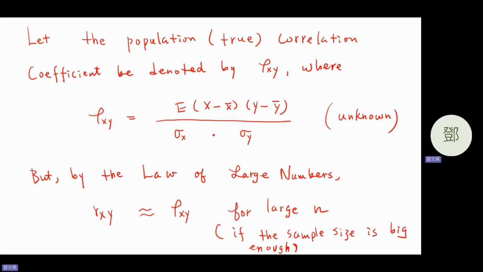Raise your hand if you know the answer. This is called covariance. Co always means together. So covariance, divided by the standard deviation of X, and the standard deviation of Y. And this is the true one, which is always unknown. But why? Because based on the law of large numbers, the law of large numbers.